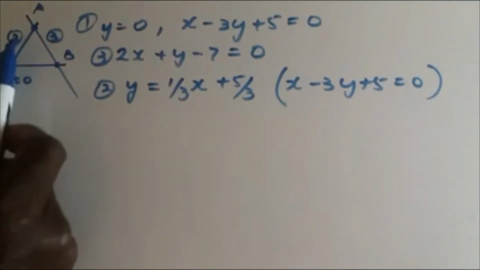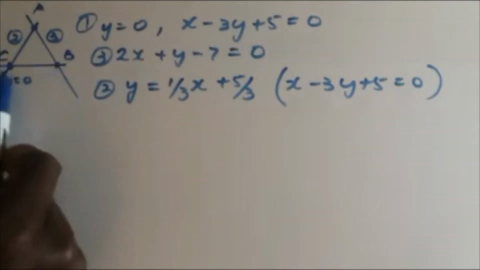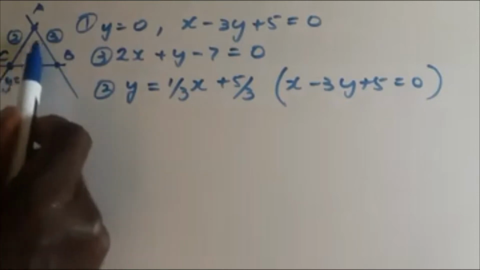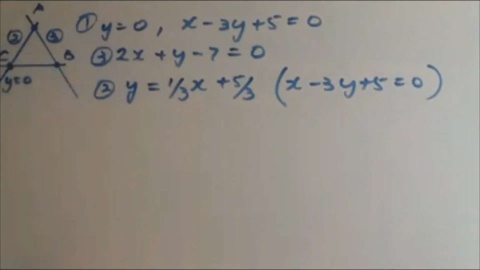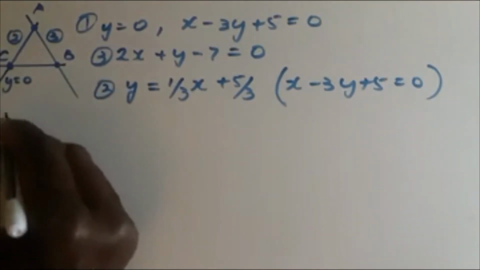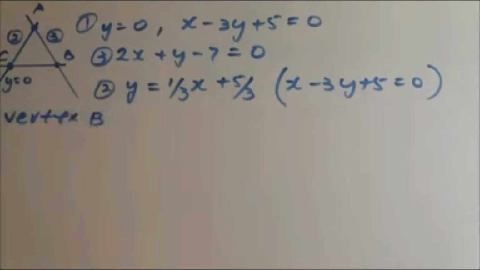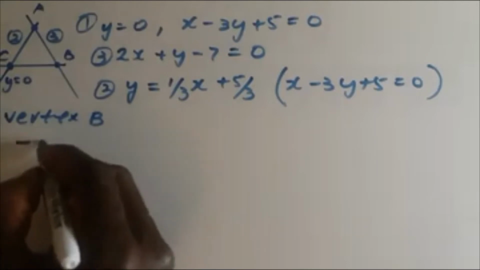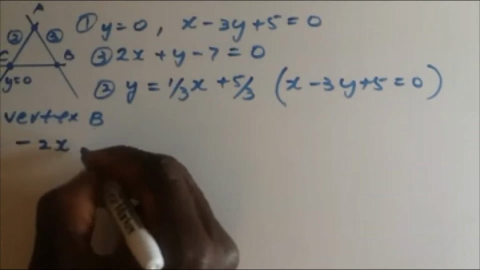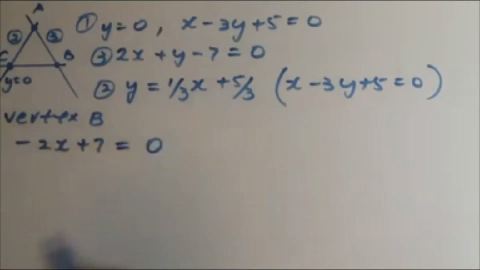Now if this line, number 3, crosses here and intersects with y equal to 0 at vertex B, so we have vertex B, then minus 2x add 7 must be equal to 0.